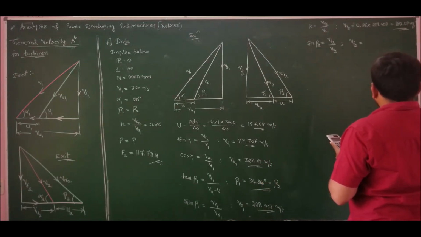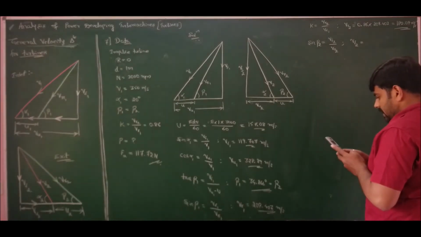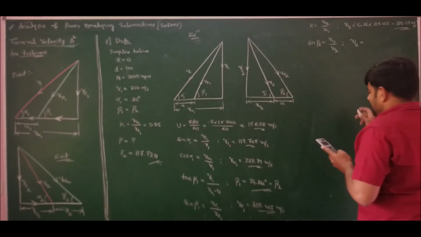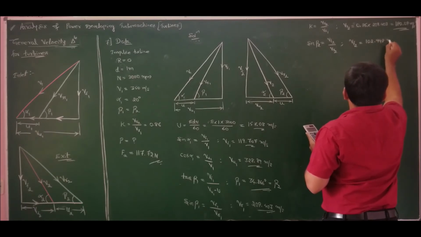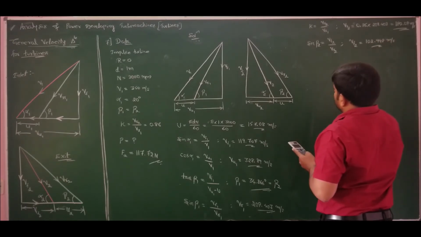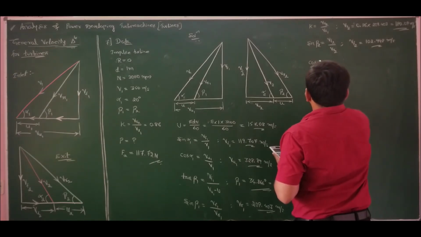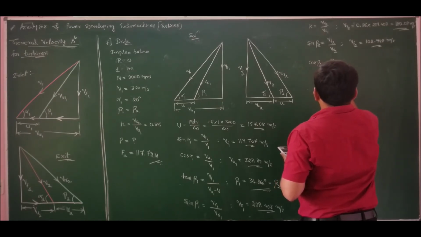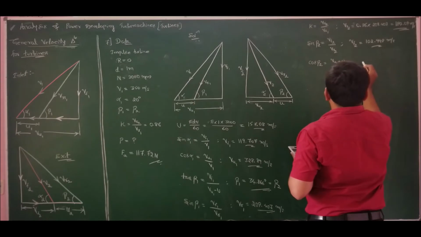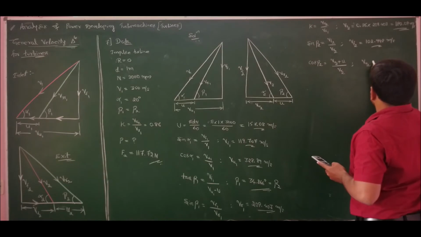VR2 is 180.09 into sin of beta 2, which is 34.866, which is equal to 102.948 meters per second. Next, if I use cos beta 2, cos beta 2 will be VU2 plus U divided by VR2. So the only unknown is VU2. We know all other values, so therefore find the value of VU2.